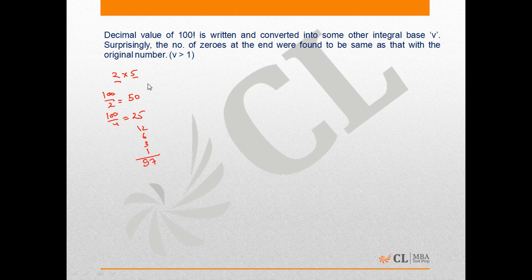and similarly for 5 it will be 100 upon 5, that is 20, upon 5 is 4, that is 24. So we have 2 raised to the power 97 and 5 raised to the power 24 here. So we can club 24 powers of 2 with 24 powers of 5 to get 24 powers of 10. So that means 24 zeros will be there in 100 factorial.